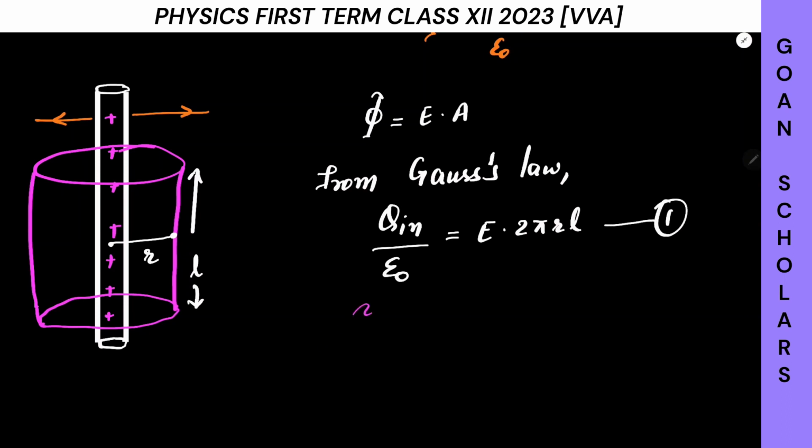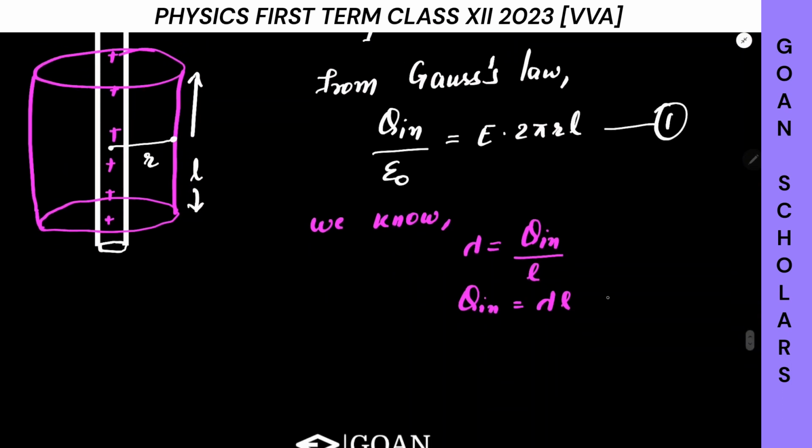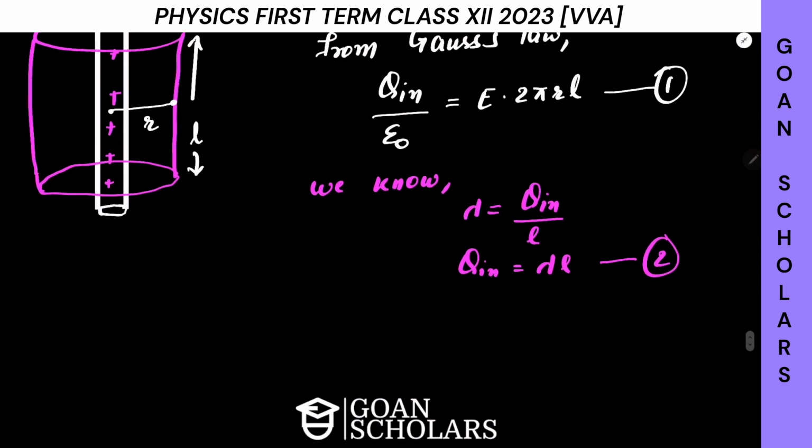Now we know that surface charge density, here it is linear charge density because it's along the length. So we know the linear charge density lambda equals the total charge Q in upon length L of the wire. So across this L, the total charge enclosed will be lambda into L. Okay. This is our equation number 2.